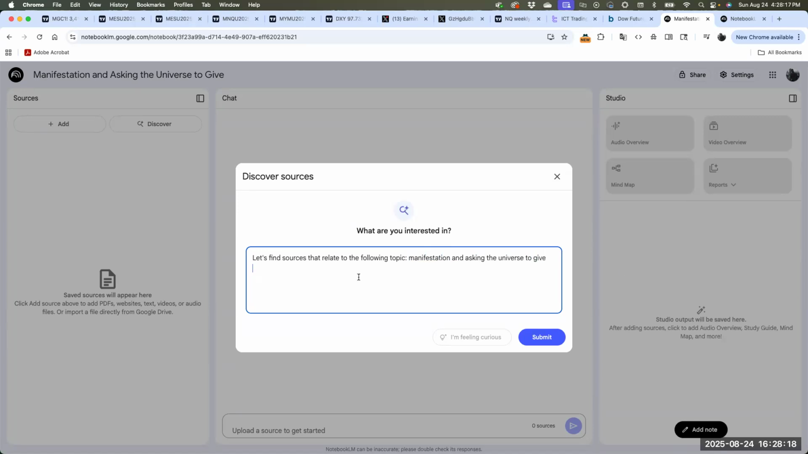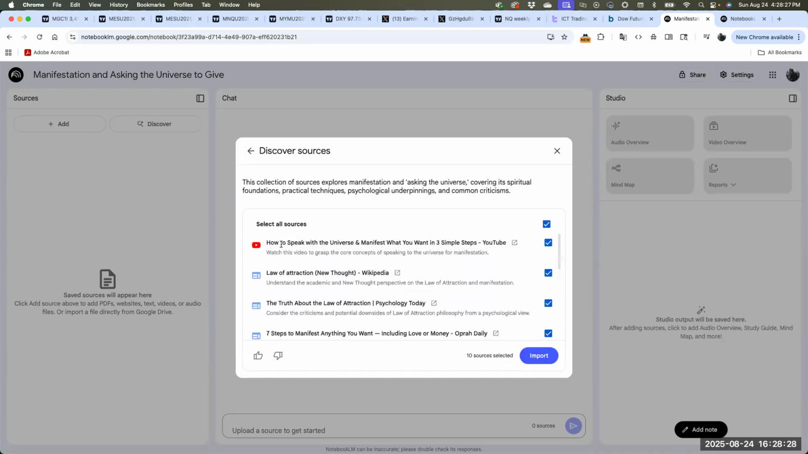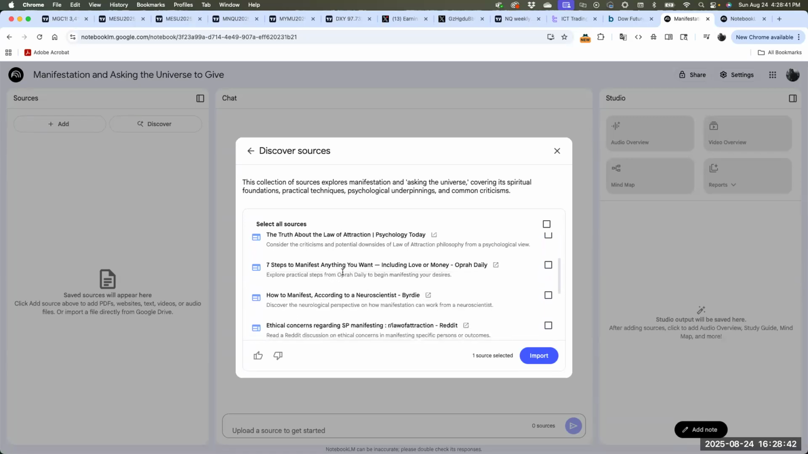All right, so this is what we're gonna do. Look for sources, right? How to speak to the universe and manifest what you want in 3 simple steps. Okay, cool, I like that one. I'm gonna uncheck all of them because I don't know which ones I want, right? 7 steps to manifest anything you want, including love or money, Oprah Daily.